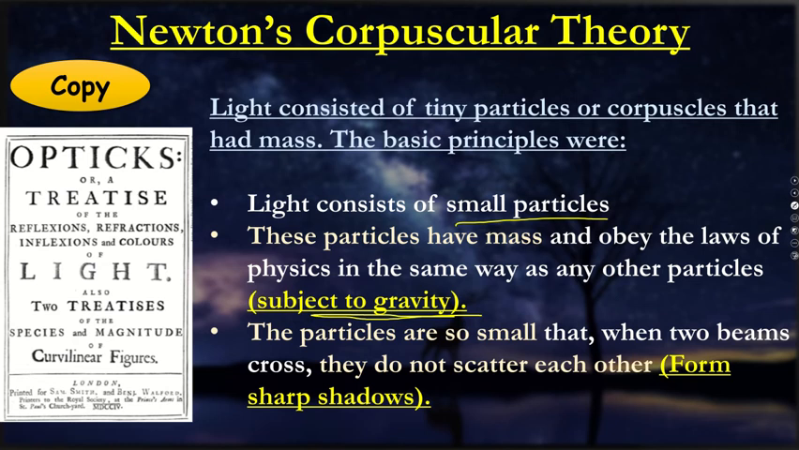The particles are so small that when two beams cross over, they do not scatter each other. Hence why you have sharp shadows. Okay, so they're so small, they won't bounce into each other, so a light particle won't go through another light particle, hence you have a really sharp shadow there.